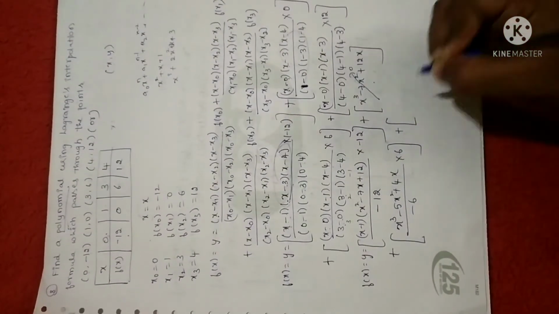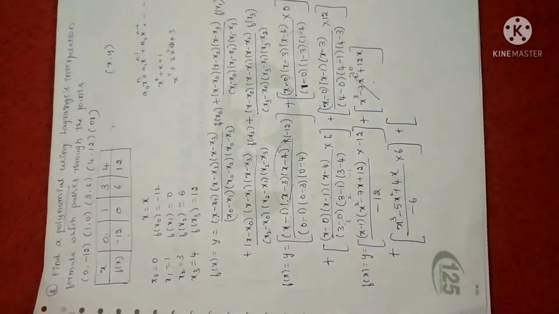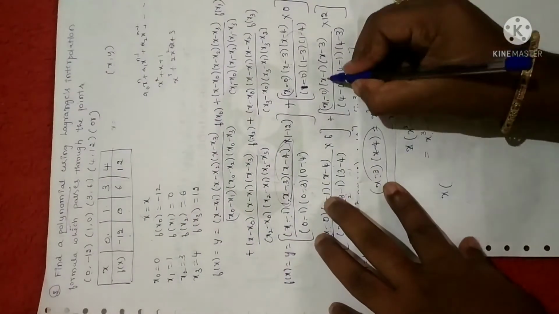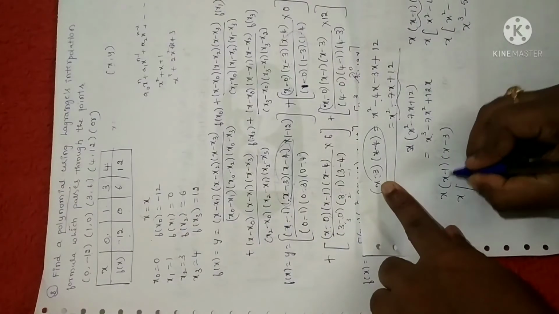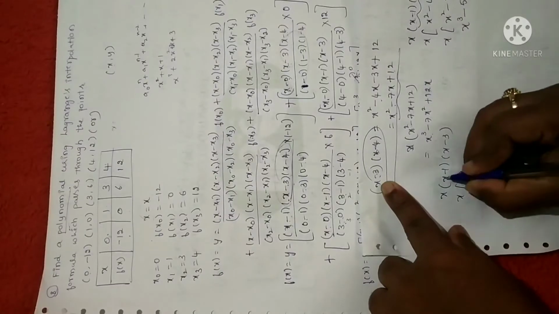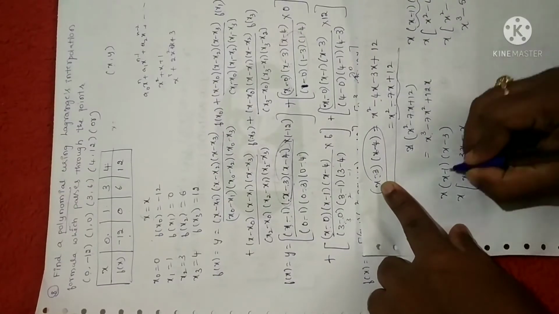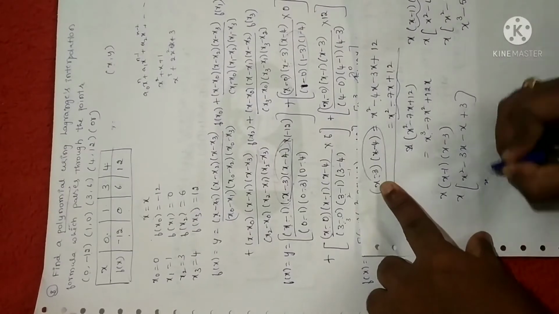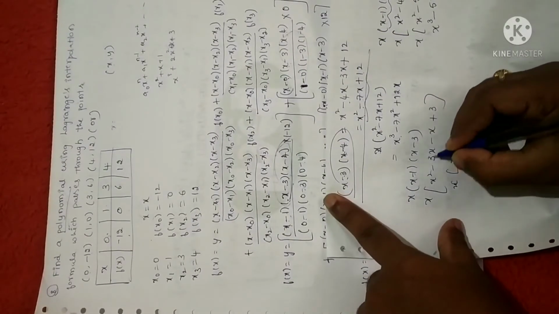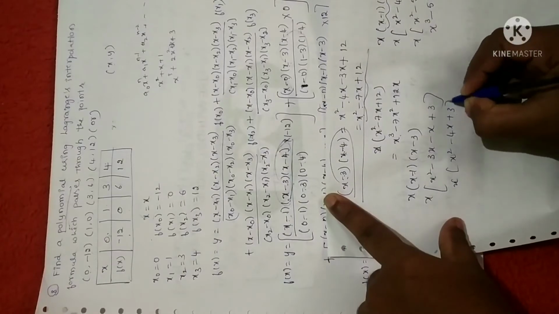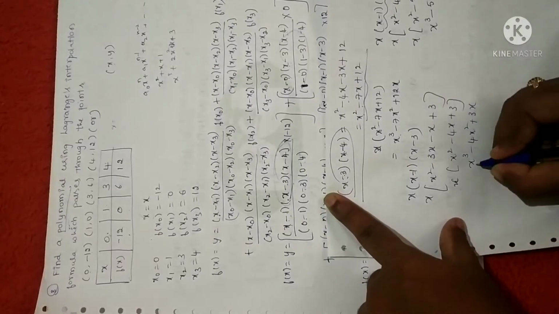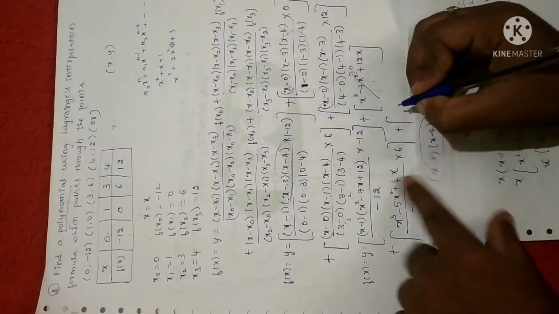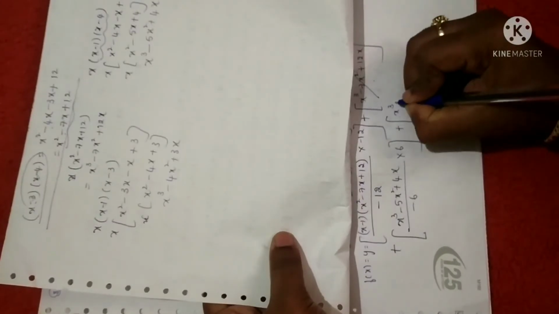Plus fourth term I am going to simplify now. Fourth term, x minus 0 is x, again you will get x minus 1 into x minus 3. So x as it is, I am going to multiply these two. x into x is x square minus 3x minus x, minus into minus is plus 3. Again when you multiply you will get x cube minus 4x square plus 3x. I'll write here x cube minus 4x square plus 3x numerator.